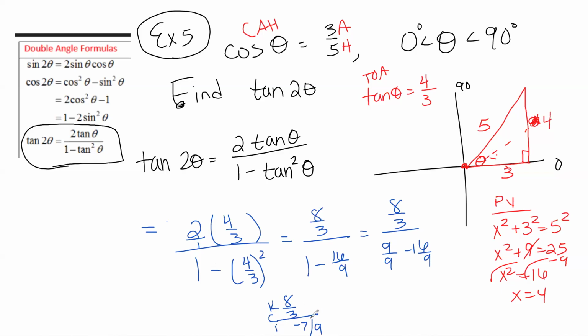We keep, we change, we flip. 8/3 times 9 over negative 7. That's 72 over negative 21. We can divide by 3. That's 24 over negative 7. Put the negative on top, it'll look better. Answer.